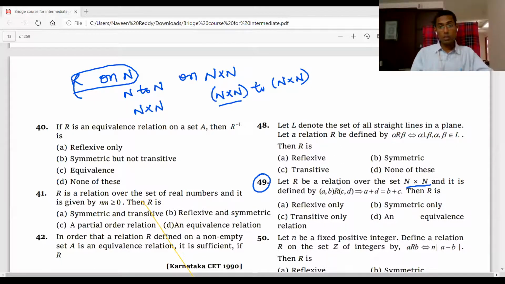So this is the question: R is a relation over the set n cross n. Previously what we discussed is R is a relation on n, that means n to n, but here it is n cross n to n cross n. N cross n means it will have ordered pairs, ordered pairs to ordered pairs. Previously n to n meant natural numbers to natural numbers, but here ordered pairs to ordered pairs. So it is defined as (a, b) is related to (c, d) if and only if a plus d equals b plus c. That is the question, so that one we'll discuss.